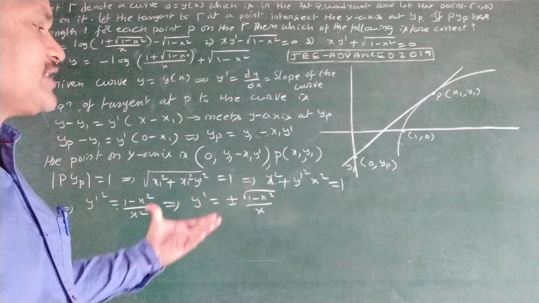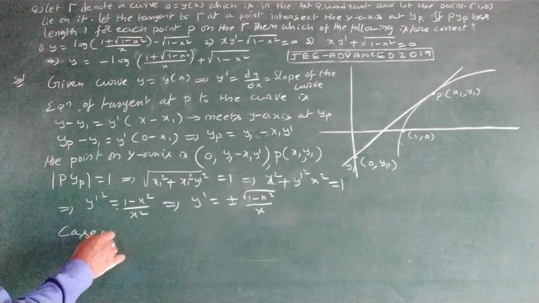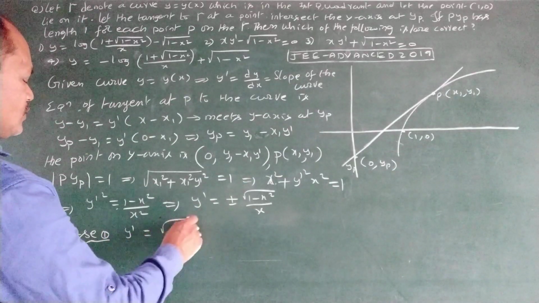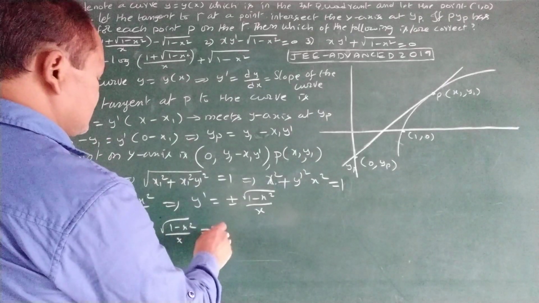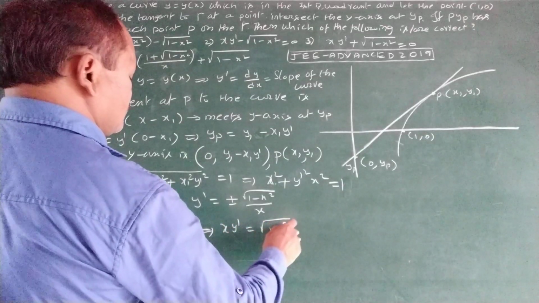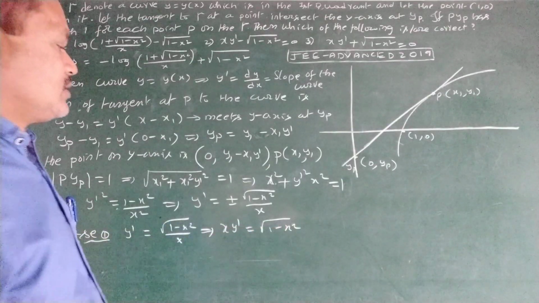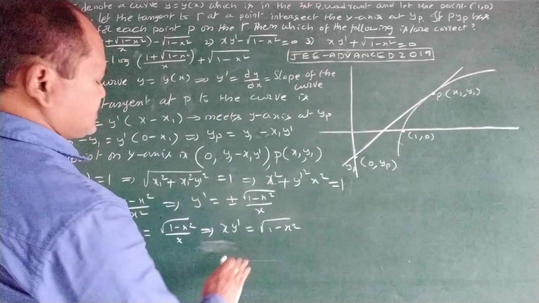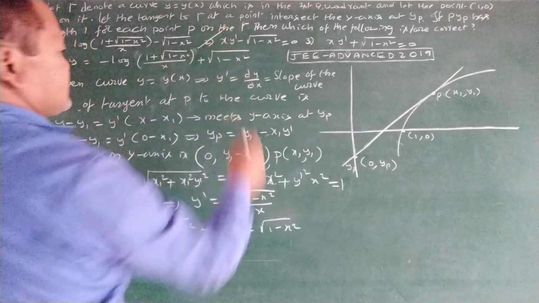Now, in case 1, y dash is equal to root 1 minus x square by x. From this, x y dash is equal to root 1 minus x square. So x y dash is equal to root 1 minus x square. From this, the second option is correct.